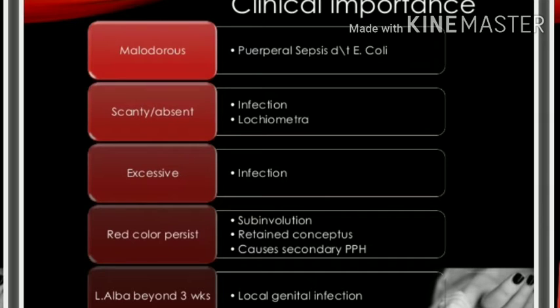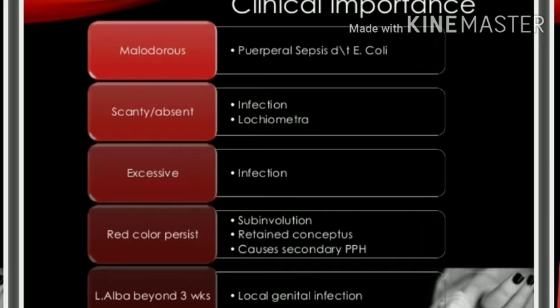Next is clinical importance. The first one is odor. If it is malodorous, meaning having a peculiar offensive fishy smell, that will indicate infection due to a retained plug or cotton pieces inside the vagina, which will result in puerperal sepsis due to E. coli. The next is amount. If it is scanty or absent, that will signify infection or lochiometra. Lochiometra is the distension of the uterus by the retained lochia. If it is excess, that will indicate infection.